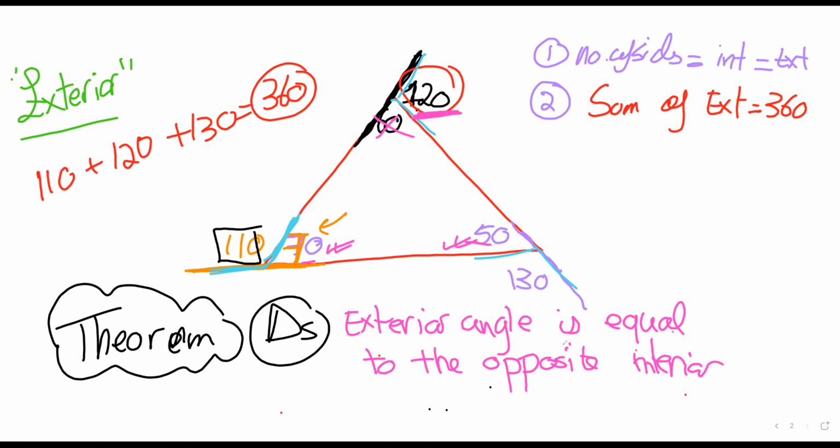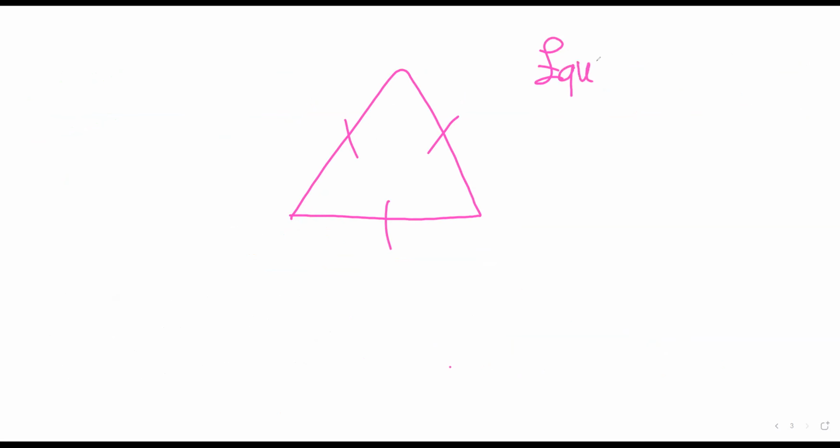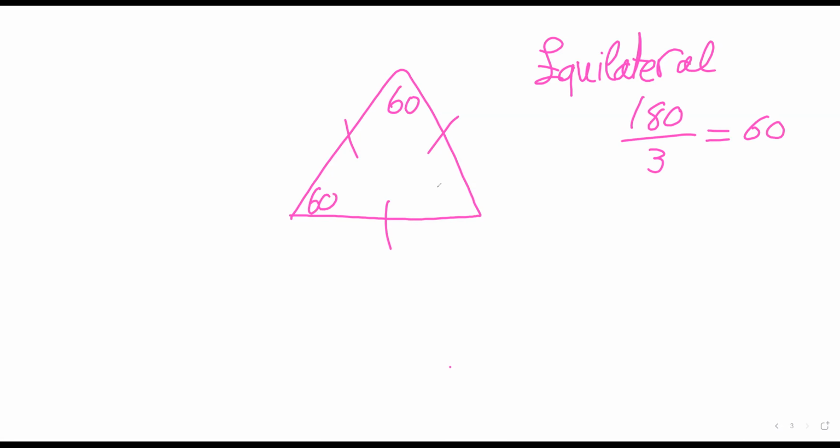Now I'm going to apply what we said here but on an equilateral triangle. What is an equilateral triangle? An equilateral triangle is a triangle that has equal sides, therefore it has equal angles. We all know that the sum of the interior angles of a triangle is equal to 180 degrees. To find the value of each interior angle, since they are equal, you just divide by 3. So the value of each is 60, 60, and 60.